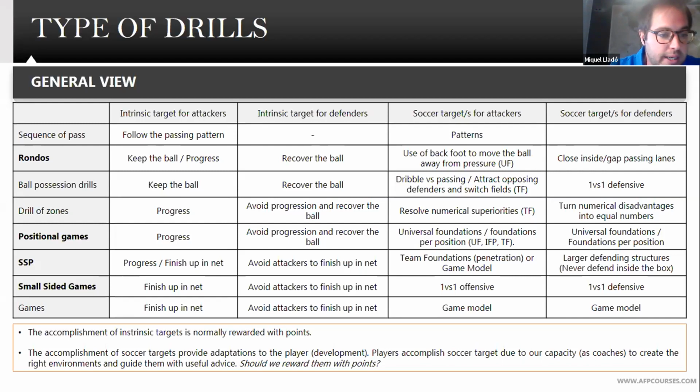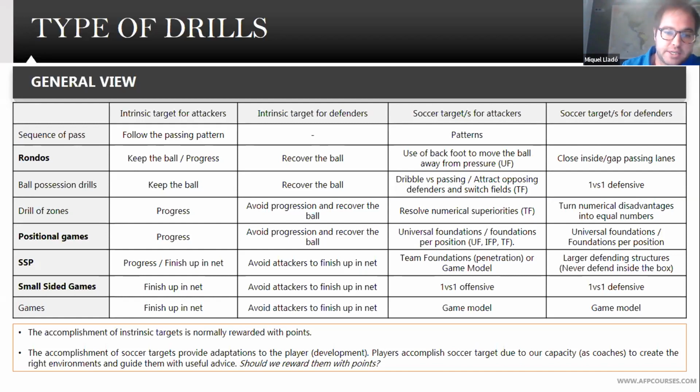And as we spoke previously in other webinars, universal foundations were those things, that information, that increases the efficiency for any player to play soccer. The difference between rondos and positional games, well, the most relevant one is that positional games start to have positions. So if we have positions, apart from universal foundations, we will also work on individual foundations according to the specific position of a player.